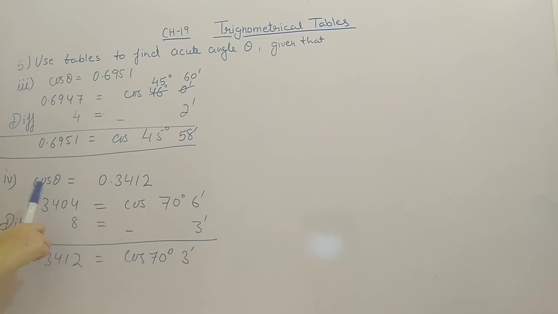Next, fourth part, cos theta is equal to 0.3412. The nearby value in the table is 0.3404, which is equal to cos 70 degree 6 minute. Now the difference between 4 and 12 is 8. For this difference check the angle difference, which is equal to 3 minute. Do the subtraction. So the answer will be cos 70 degree 3 minute.